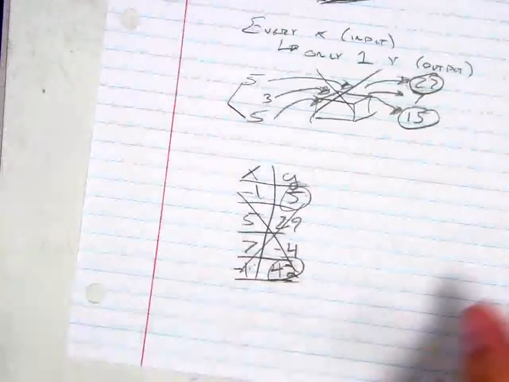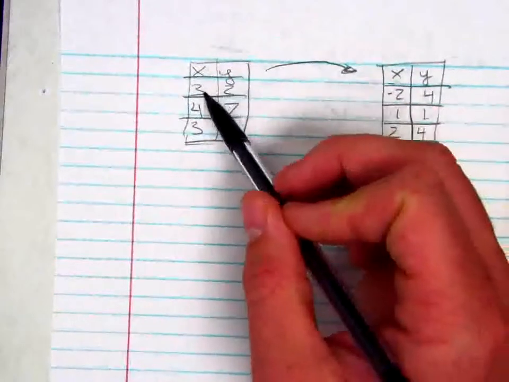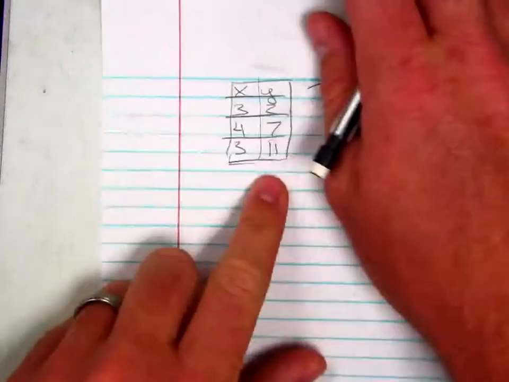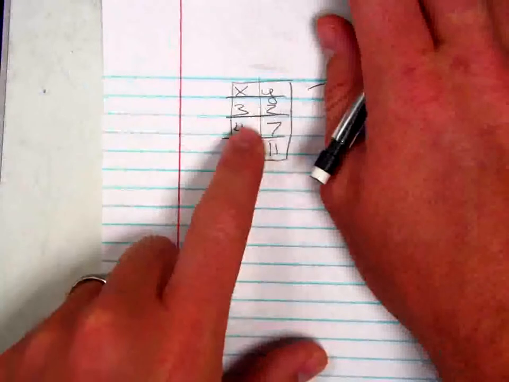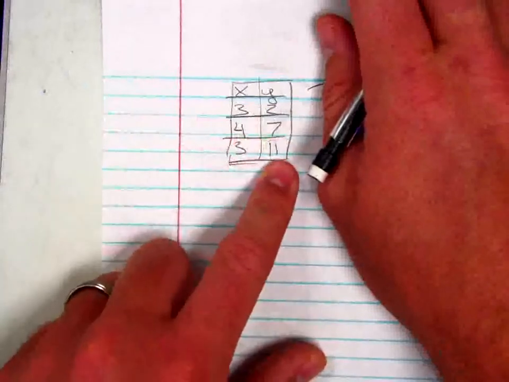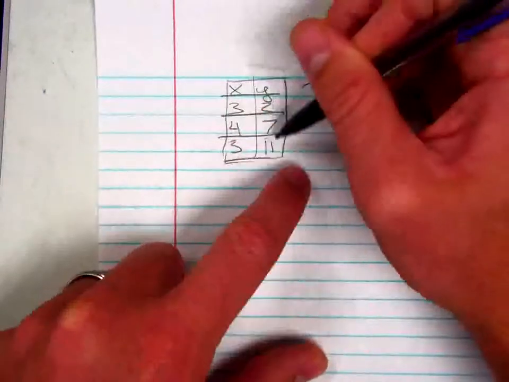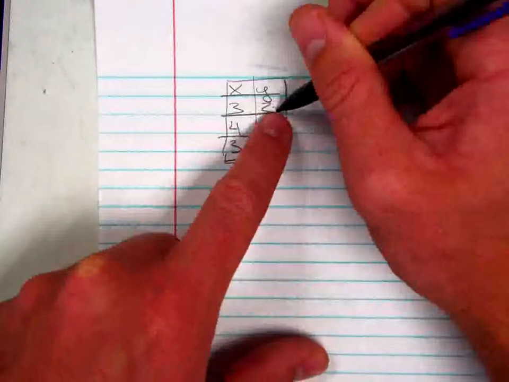Now, let's look at the opposite of that statement. So I've given you two examples here. Here we have a relation. Let's look at this first. When I put in a 3, I get a 2. When I put in a 4, I get a 7. When I put in a 3, I get an 11. And we've established this would not be a function because the x value of the 3 has multiple y values.